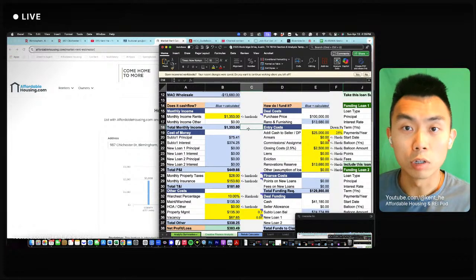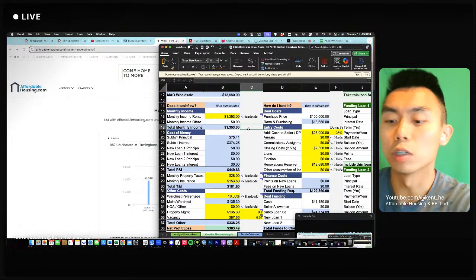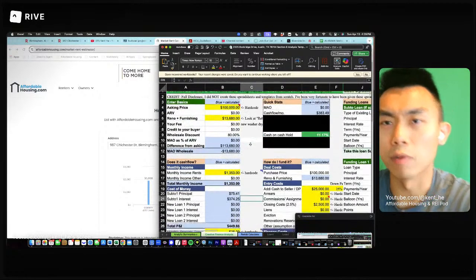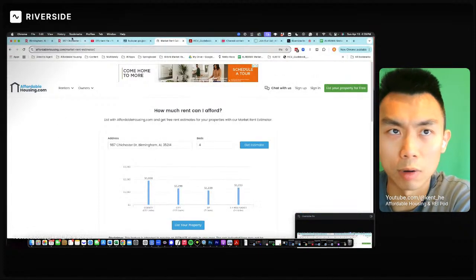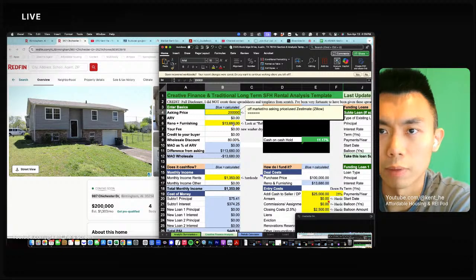In general, the rent you're going to get is likely going to be below your payment standards, because your payment standards typically include utilities. So just be very, very mindful of that. Let's go ahead and analyze this deal together. This is a 4-bedroom property, and $200,000 is the listing price, 200 grand.